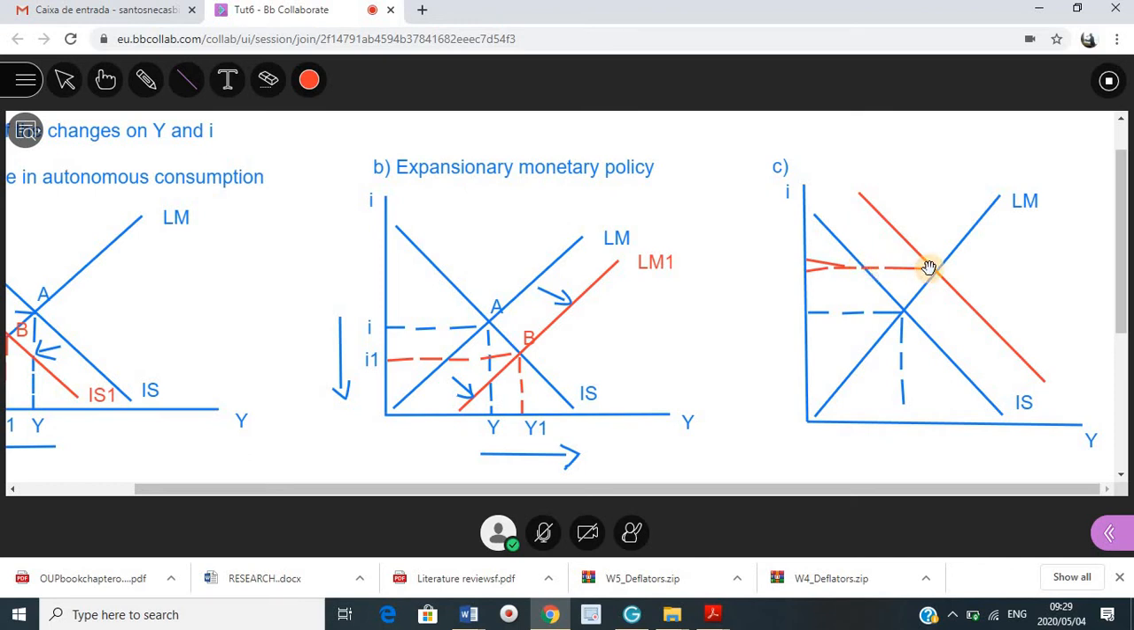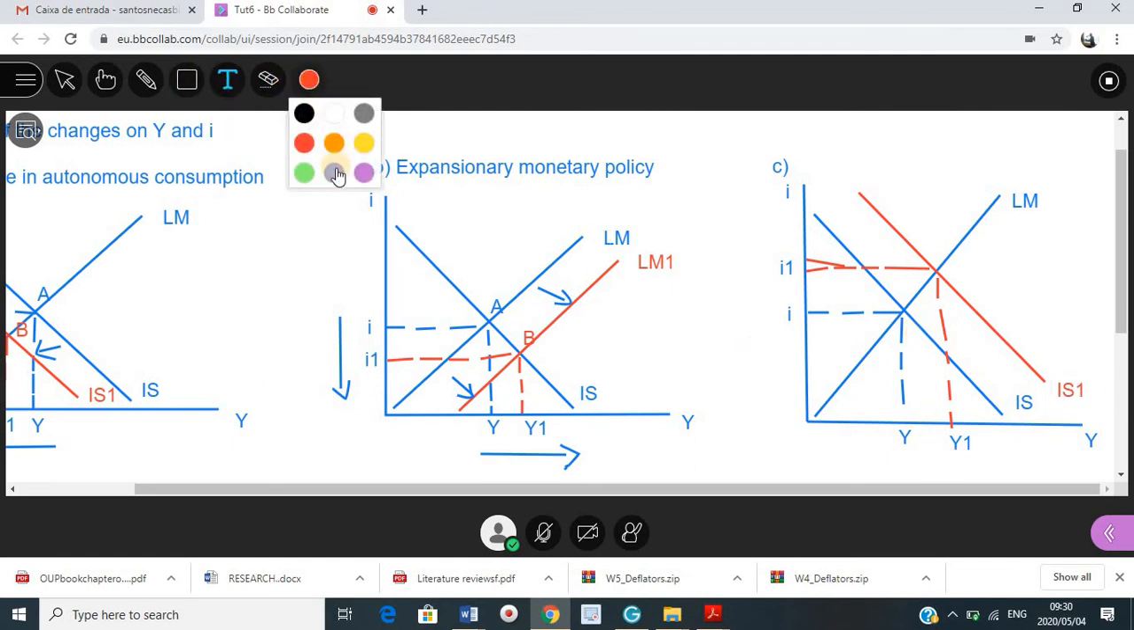Here we have our new equilibrium, right? I wish I was good at drawing. So, very good. I will call this Y1. I will call this Y. I will call this I. I will call this I1. I will call this IS1.